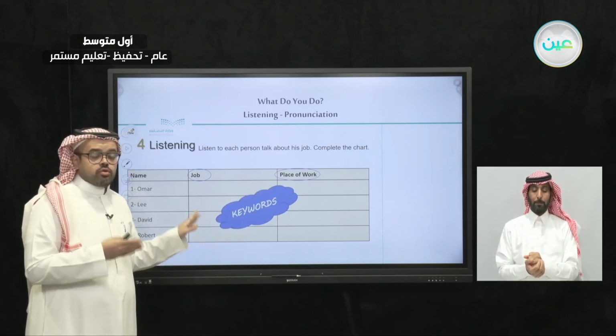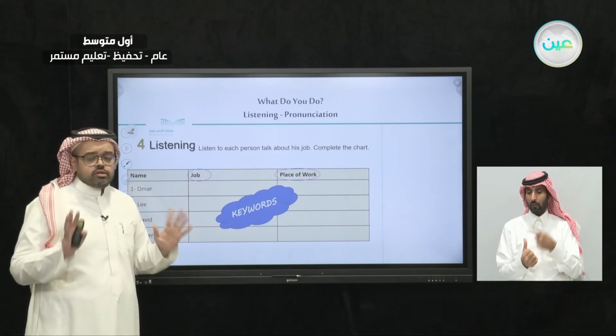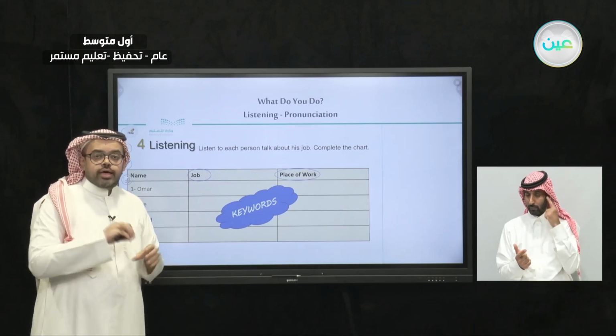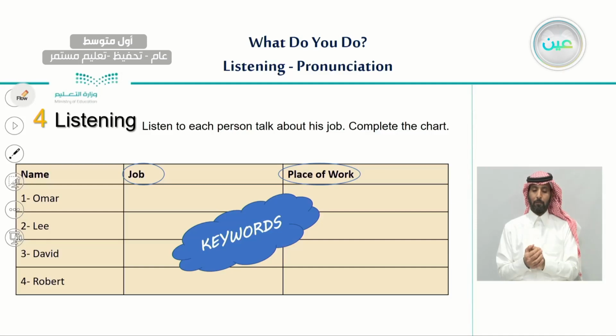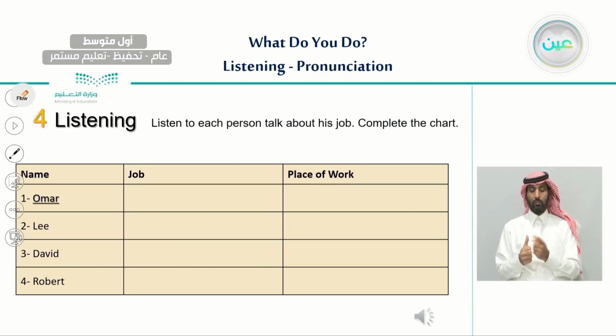Each person, we're going to listen to twice. The first time, you only listen, and the second time, you listen and try to elicit some information to write down your answer. The people we're going to listen to are Umar, and the second one is Lee, the third one is David, and the fourth one is Robert. So let's listen to each person talk about his job, and we will complete this chart. The first one now is Umar.